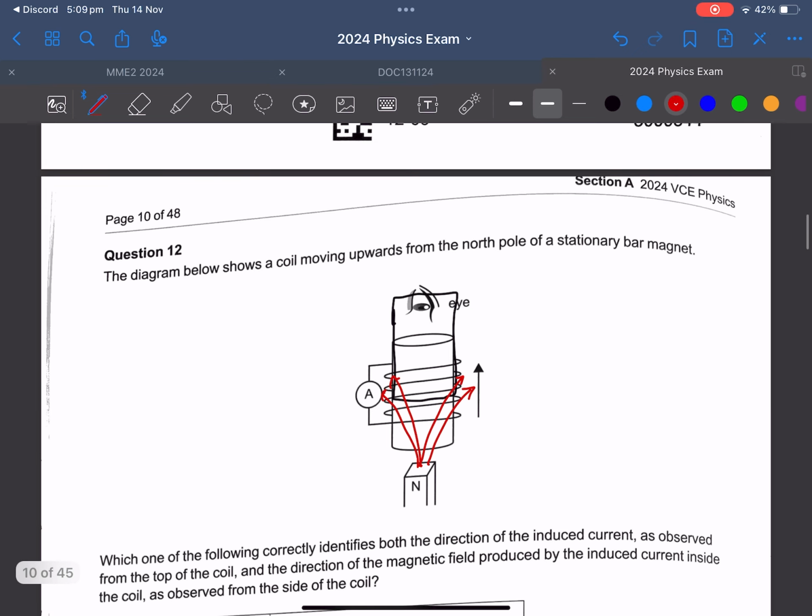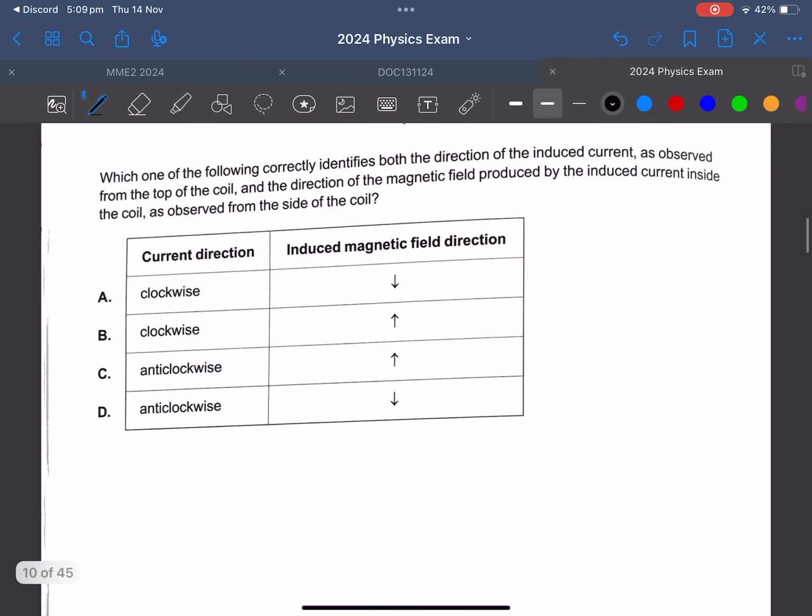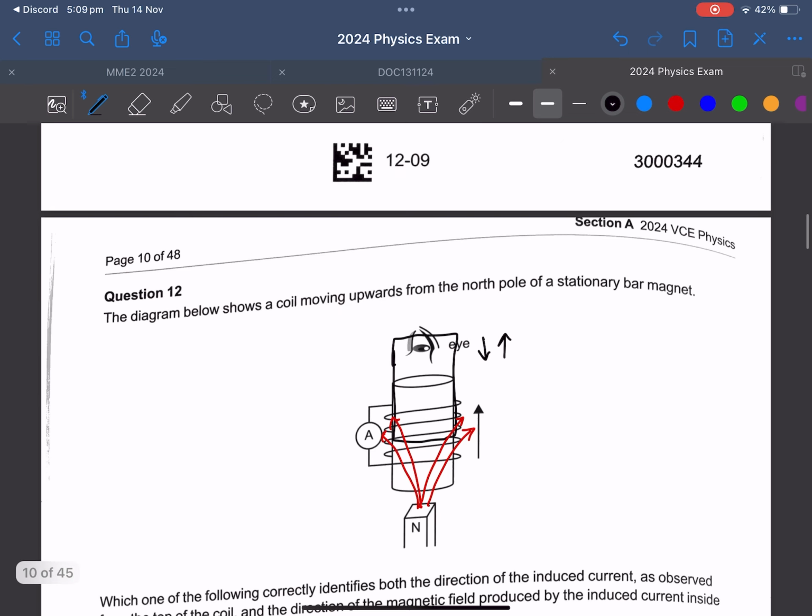So magnetic field is currently reduced like that, and because Lenz's law states that we have to oppose it, it's gonna be in this direction. So now if I were to point the thumb going up like that, we can see our fingers curl in the anti-clockwise basically. So our answer here is going to be option C. Hopefully that made sense. So it's just all about Lenz's law, that because magnetic field is going this way, to oppose it, it has to go the other way.